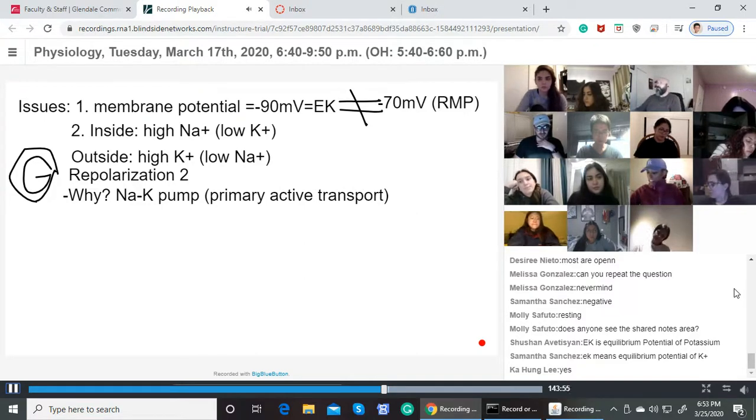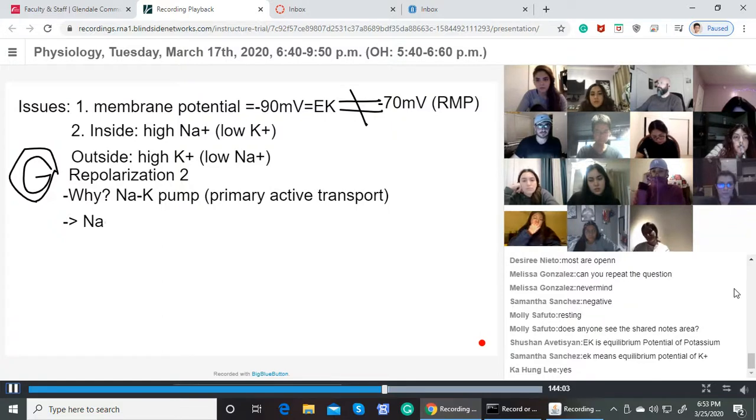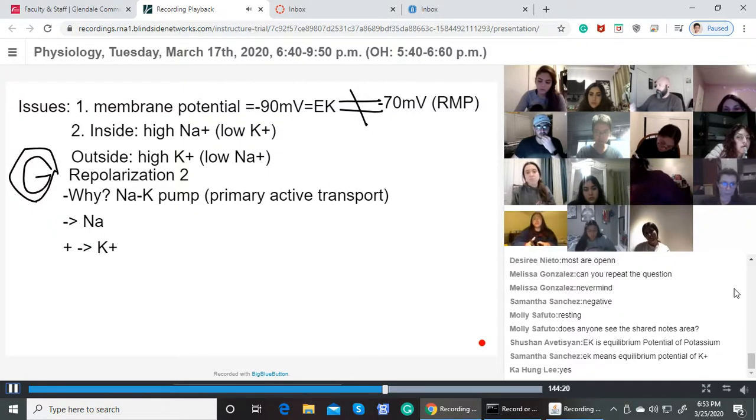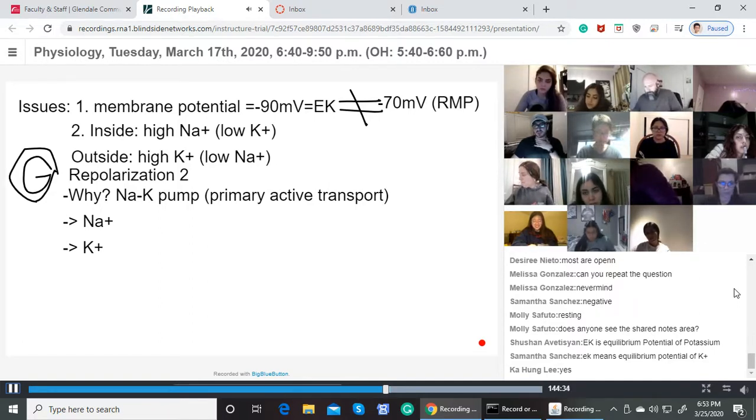What does it do? How many sodium does it pump, how many potassium does it pump, and what is the direction of pumping the ions? Anyone know? Sodium goes out and 2 potassium go in to the cell. Yes, it's 3 sodiums and 2 potassiums.